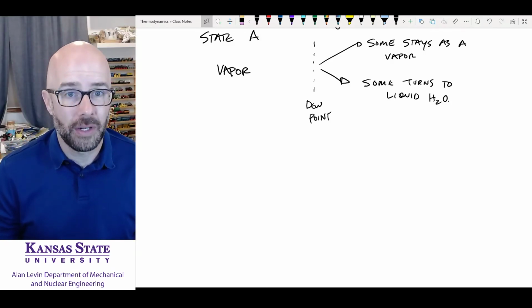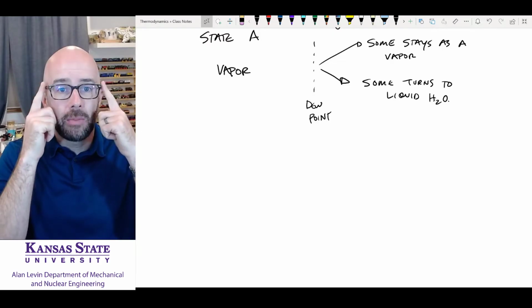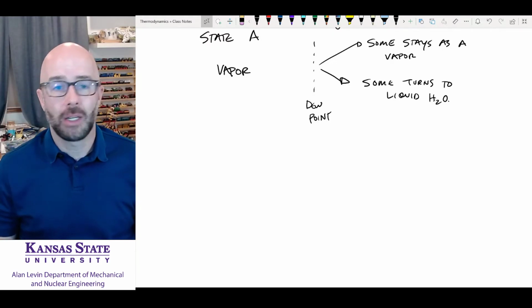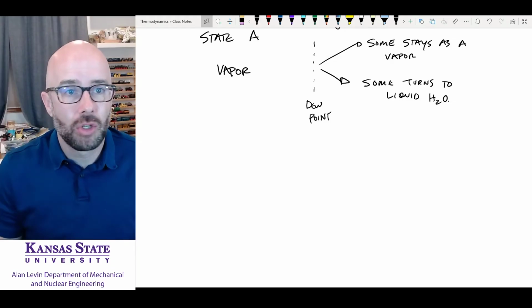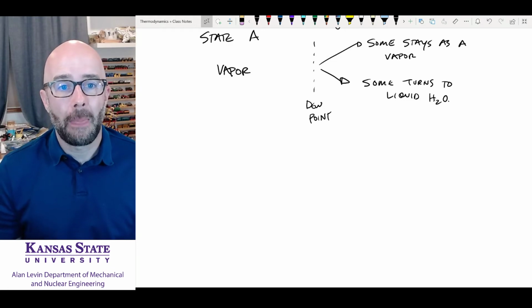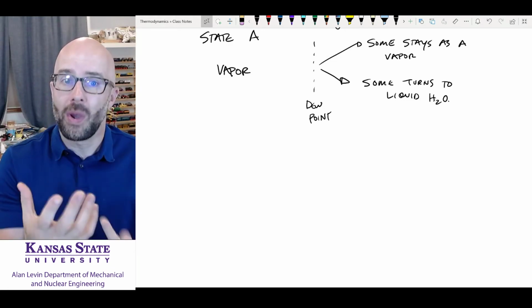In the wintertime, you come in from the outside and you might have glasses on. Your glasses are going to be at freezing, and maybe it's 20 degrees outside. When you come into a house, it's warm, moist air inside of there.